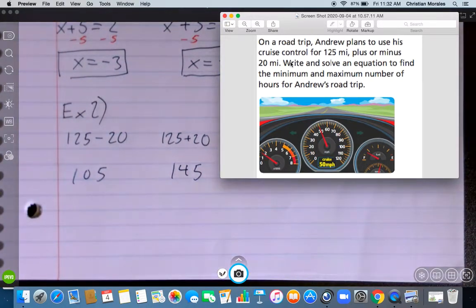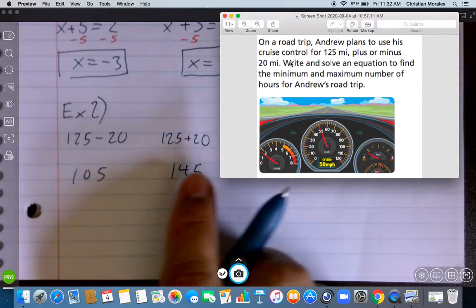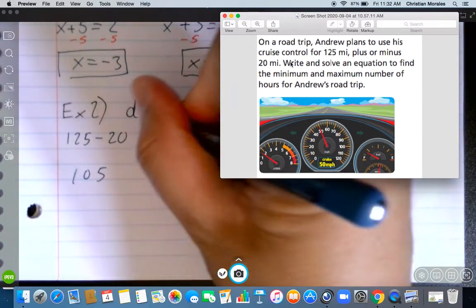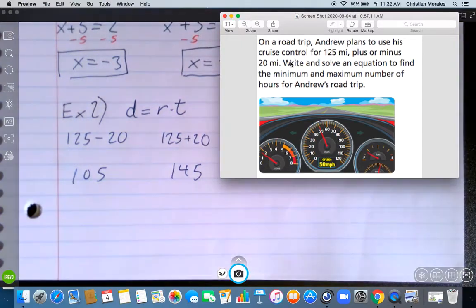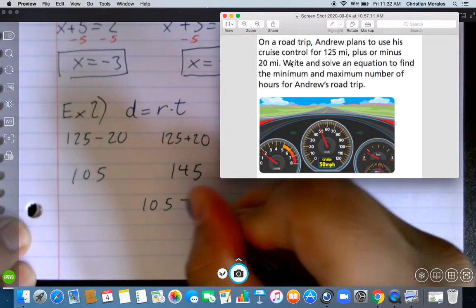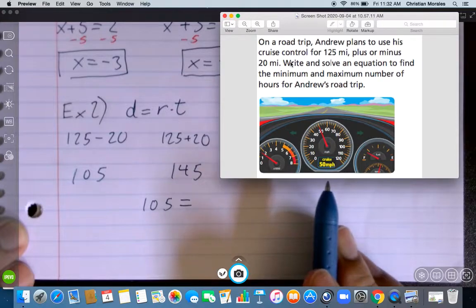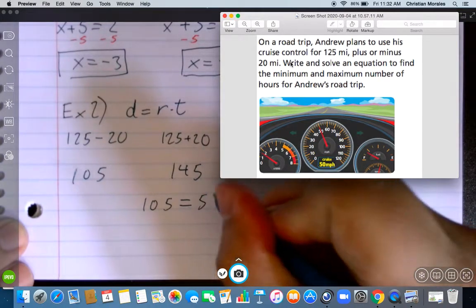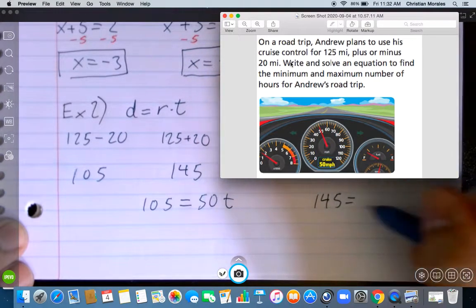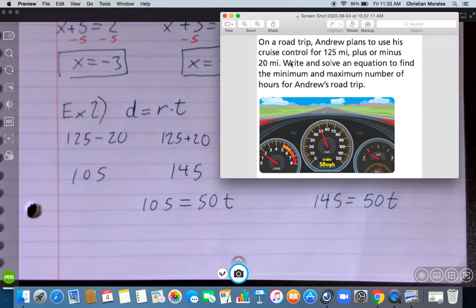So I'm going to set up two equations for this, where one equation is set to this distance and another equation is set to this distance. Oh, right, this is distance. So we're using distance equals rate times time. This is the formula we're using. So I'm going to set up two formulas. 105 equals, what's the rate of speed? Oh, it's right there, it's in the speedometer. 50 miles per hour times t, and the maximum case, 145, same speed, different time. And guys, we solve for both.